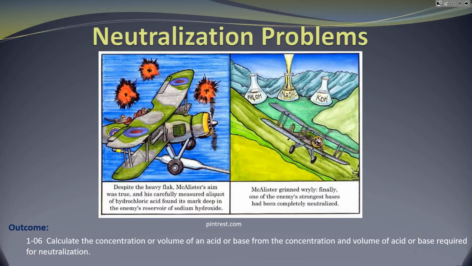So, hello InformNet students. I'm going to show some examples on how to do neutralization problems. The notes in the lesson mainly use the C1V1 = C2V2 formula, so looking at moles of acid equaling moles of base. Another way to do that is using stoichiometry, which is actually shown as well in the notes. Either way is perfectly acceptable.